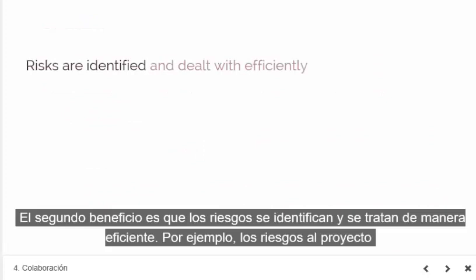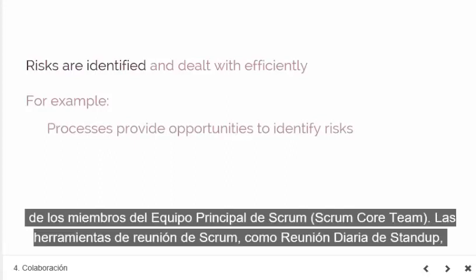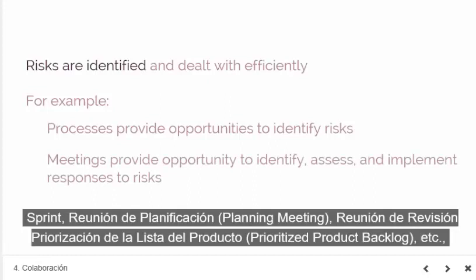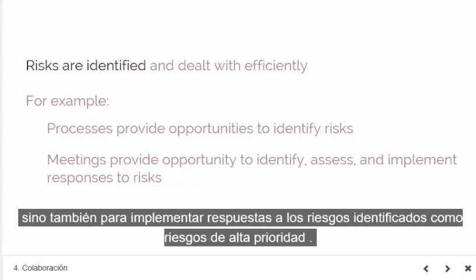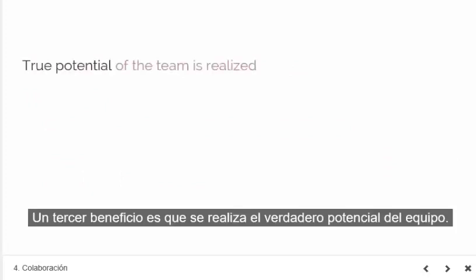The second benefit is that risks are identified and dealt with efficiently. For example, risks to the project are identified and assessed in the Develop Epics, Create Deliverables, and Conduct Daily Standup processes by the Scrum core team members. The Scrum meeting tools such as the Daily Standup meeting, Sprint Planning meeting, Prioritized Product Backlog Review meeting, and so on provide opportunities to the team to not only identify and assess risks, but also to implement risk responses to high priority risks. A third benefit is that the true potential of the team is realized.